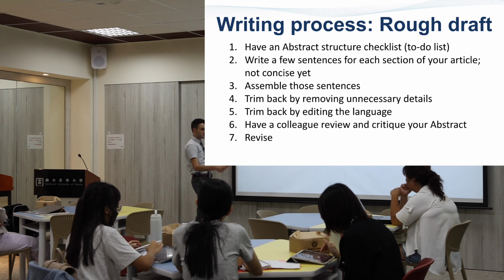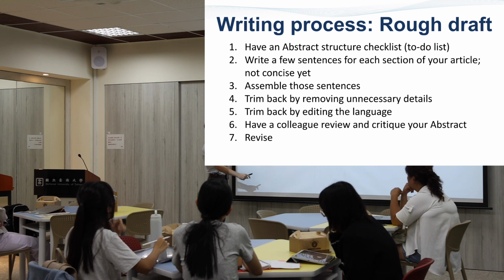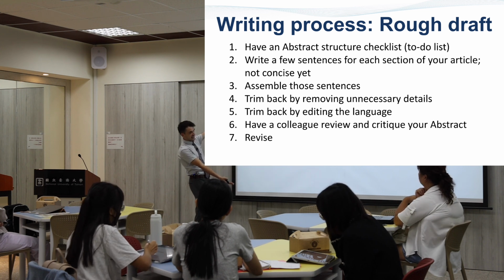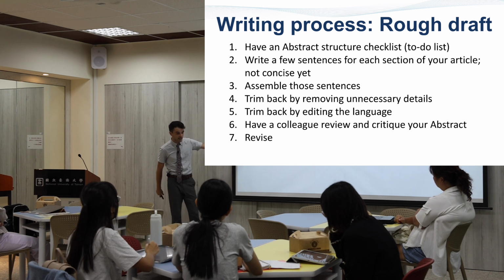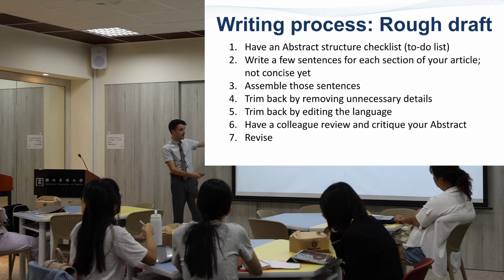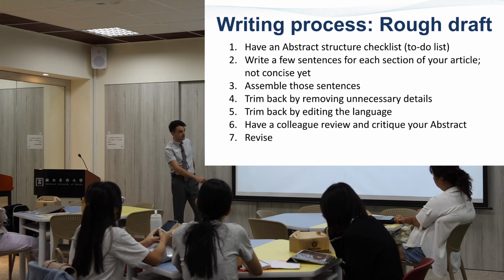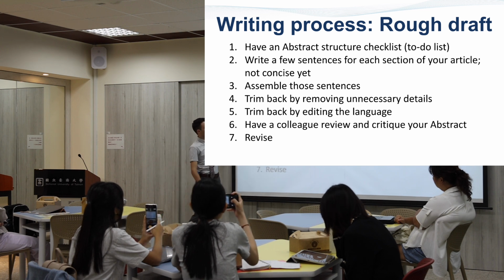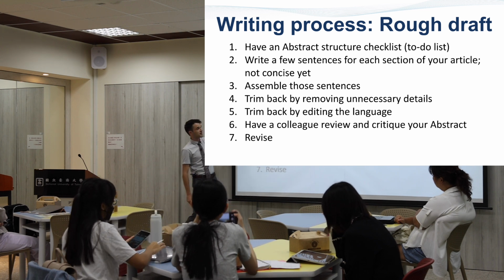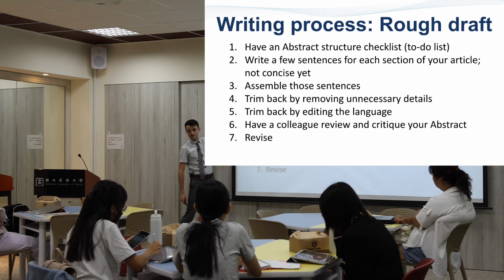Assemble those sentences, put them all together. Trim back by removing unnecessary details. So maybe you have 10 sentences and you make it down to 6. Trim back by editing the language. Your 6 sentences turn into 5. Have a colleague review and critique your abstract, and then revise again. So this process is like really easy on paper. It's a little more difficult in real life.